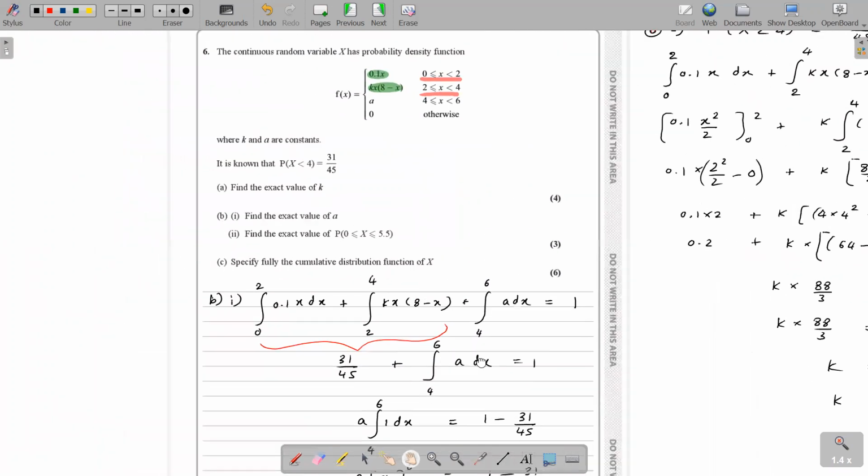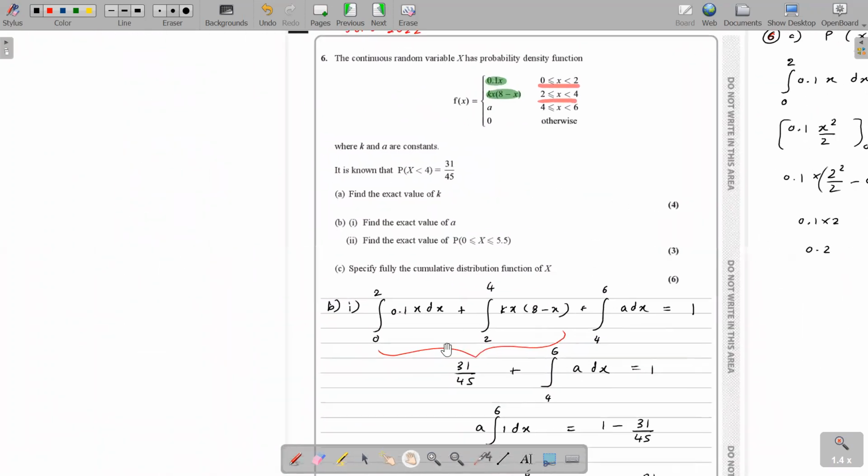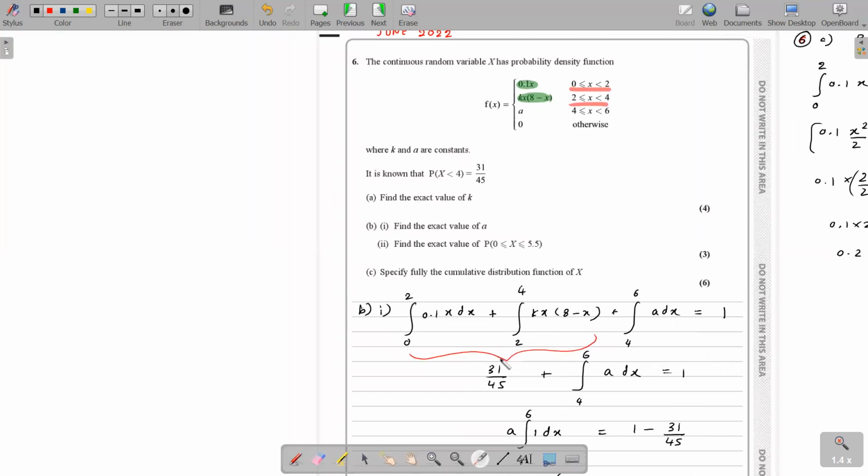So Roman numeral 2, find the exact value of the probability that x is greater than or equal to 0 and less than or equal to 5.5. All right, so basically, when we go for x less than or equal to 5.5, we start from 0. The 0 to 2 range is already included here, and 2 to 4 is also included. So for the next range, we don't go from 4 to 6, but rather from 4 to 5.5, which is possible, right? We are working with a continuous random variable.